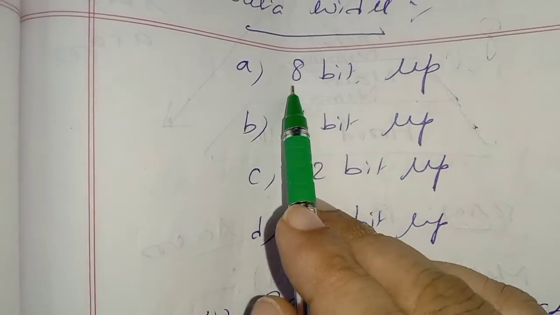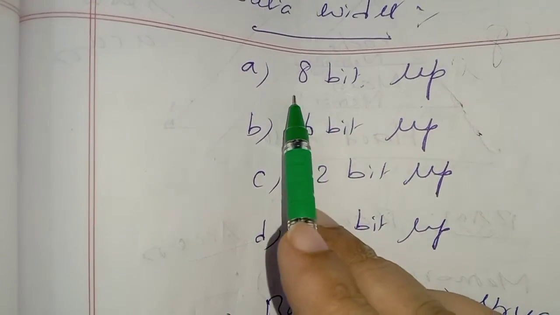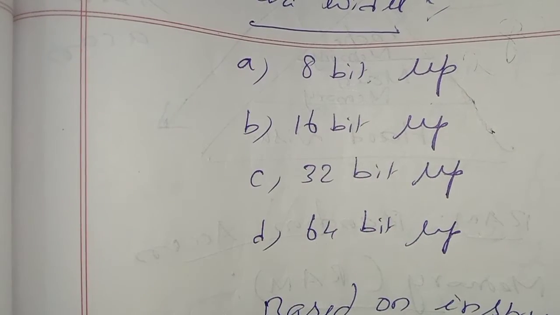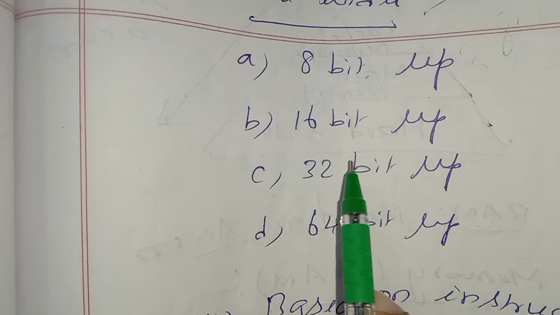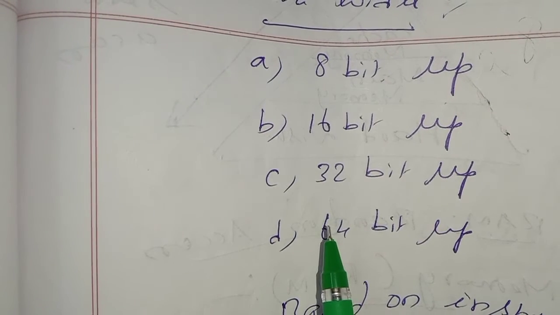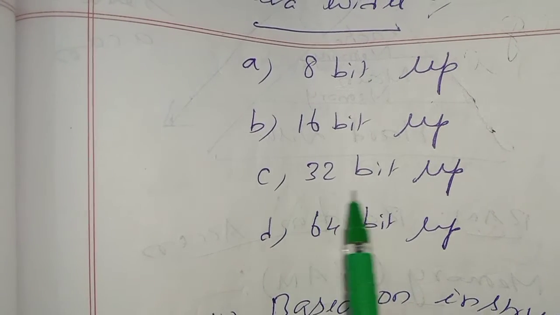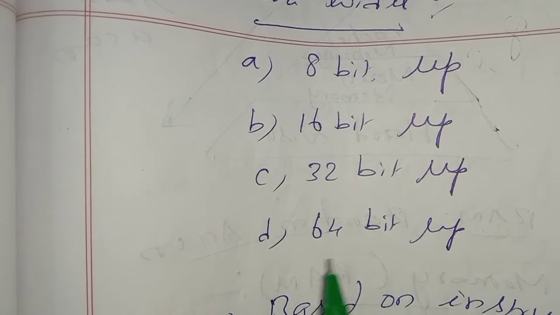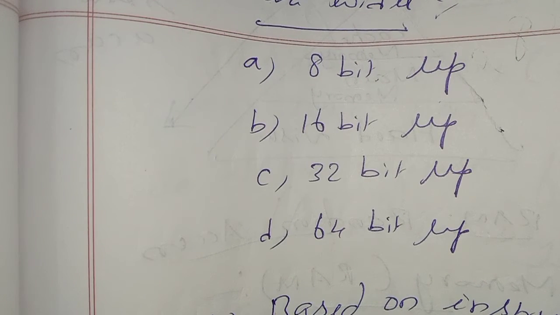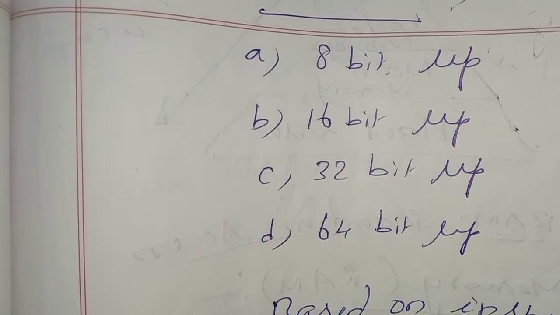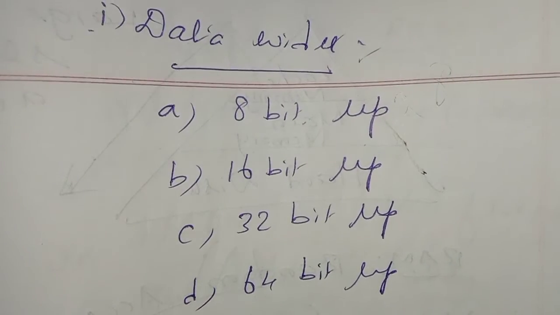How do you differentiate 8-bit and 16-bit? 8-bit means the data lines will be 8. 16-bit means the data lines will be 16. 32-bit means the data lines will be 32, and 64-bit means the data lines will be 64. Understood or not? But one more thing.